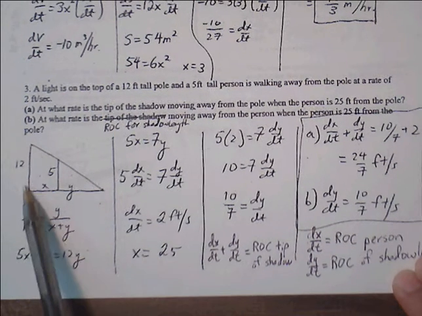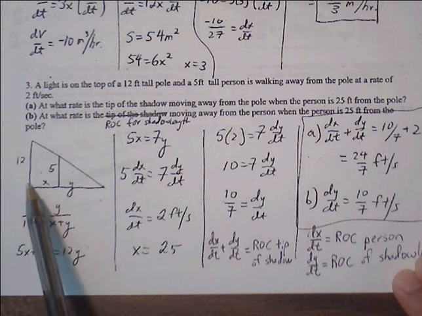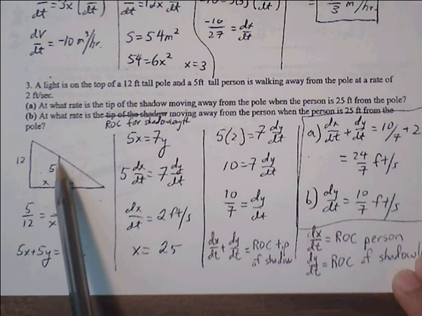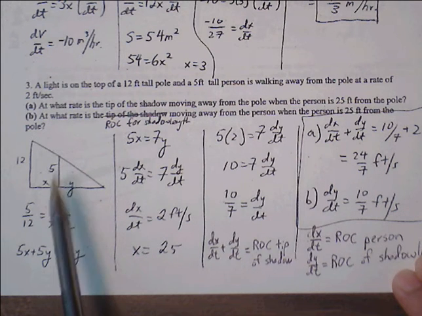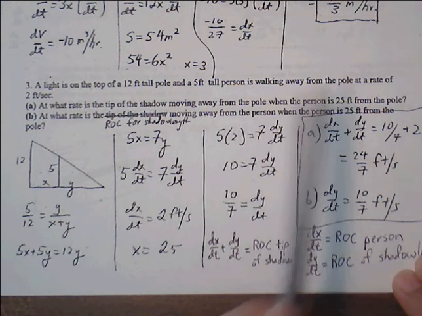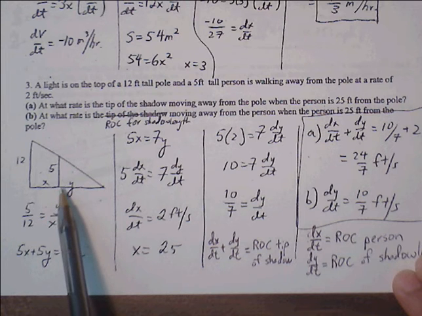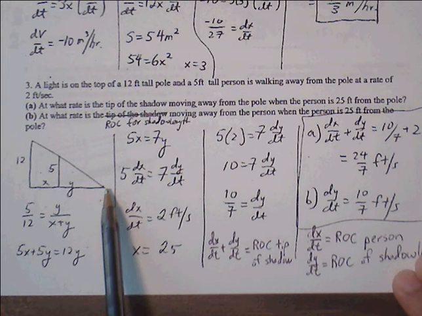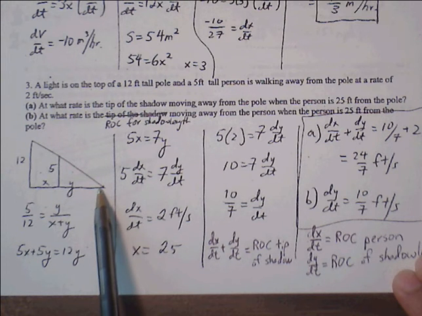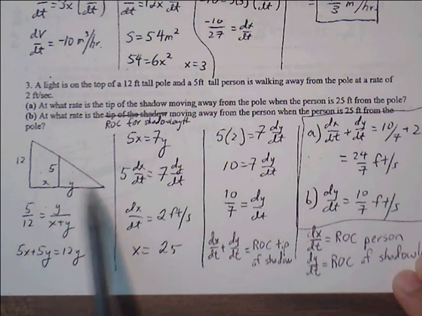So here, the height of the large triangle will represent the pole. A 5-foot tall person, so the height of the small triangle will represent the height of the person, is walking away from the pole at a rate of 2 feet per second. So the distance between the pole and the person will represent x, and then the distance from the person to the tip of his shadow will be represented with y.